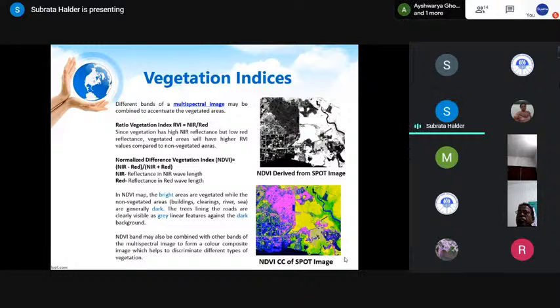NDVI band may also be combined with other bands of a multispectral image to form a color composite image, which helps to discriminate different types of vegetation. So this NDVI index is very useful to detect the vegetative cover.